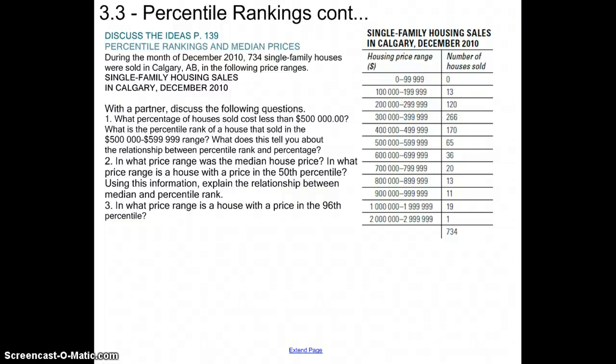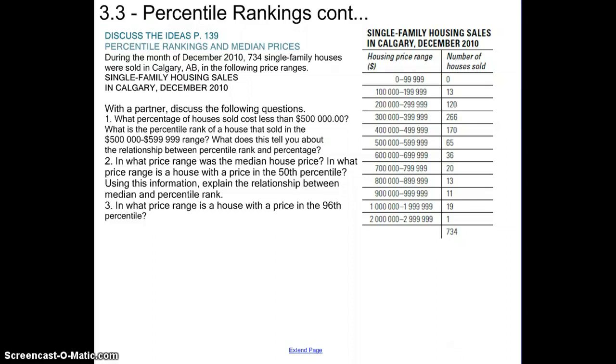We're continuing on with section 3.3 titled Percentile Rankings. So you can flip to page 139 and read Discuss the Ideas. It says, with a partner, discuss the following questions. 1. What percentile of houses sold cost less than $500,000? What is the percentile rank of a house that was sold in the $500 to $599 range? And what does this tell you about the relationship between percentile rank and percentage?